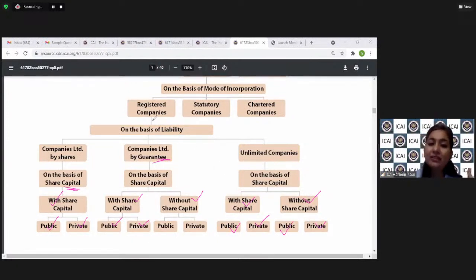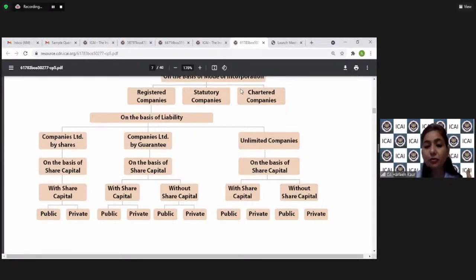So basically, registered companies have further 3 categories: company limited by shares, unlimited and guarantee. And further, we have a broad category. It can either be a public company or it can be a private company. So let us understand first on the basis of liability.